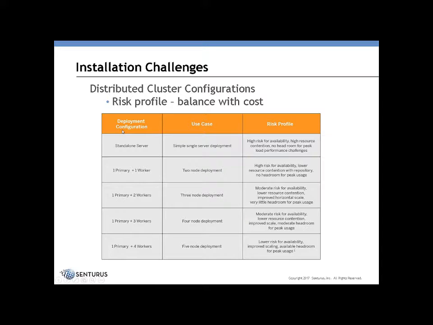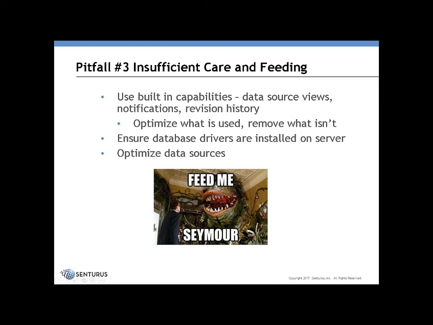Another component of that is your risk profile. So if this is a departmental or for a small group and it's fine if it's down on the weekends, then maybe a standalone server is fine. If you're trying to reduce resource contention, but you're not necessarily concerned about availability, you move up the chain a little bit. If you need high availability and high performance, you might need to pony up for the bigger environment. So you need to balance your risk profile with your costs and other considerations to land on the right configuration.